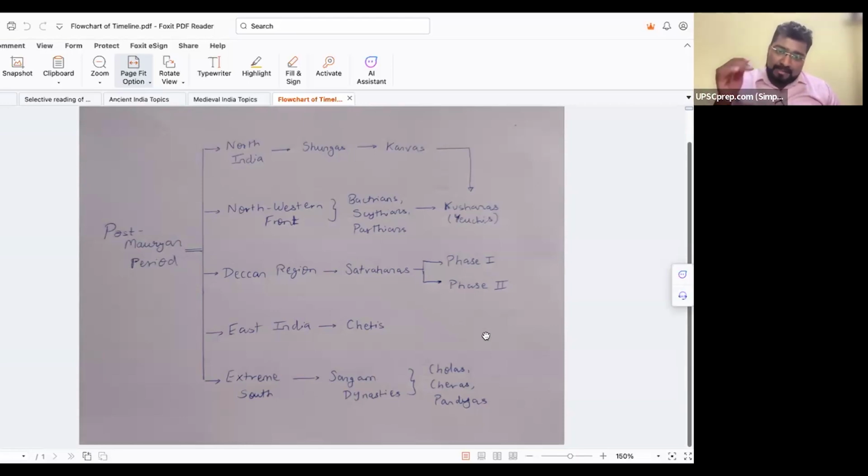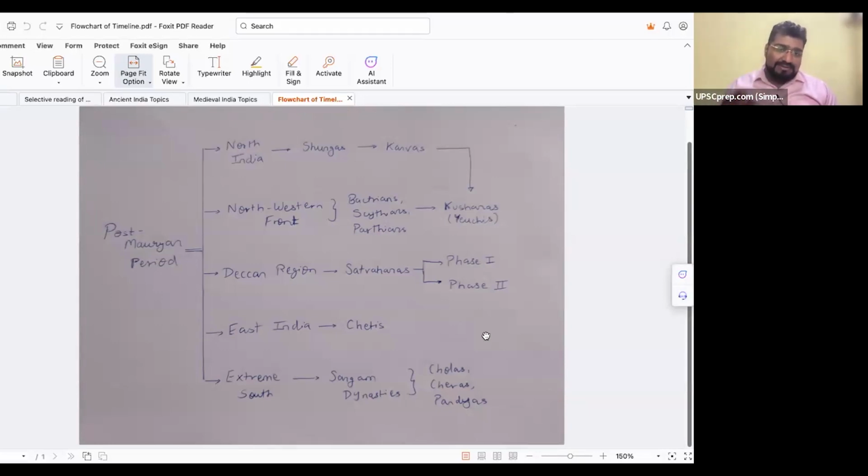Let's say in northern India, Shungas will come. After Shungas, Kanwas will come. But in the northwestern frontier, Bactrians, Scythians, Parthians are there. These Bactrians, Scythians, Parthians will again be defeated by Kushans. Then Kushans will rule the northwestern frontier and northern India as well. So after Kanwas, again Kushans will rule. Simultaneously, parallelly, what is happening in the Deccan region? Satavahanas are ruling. Okay? And in the extreme south, again, Sangam dynasties hai, Chola, Chera, Pandya.